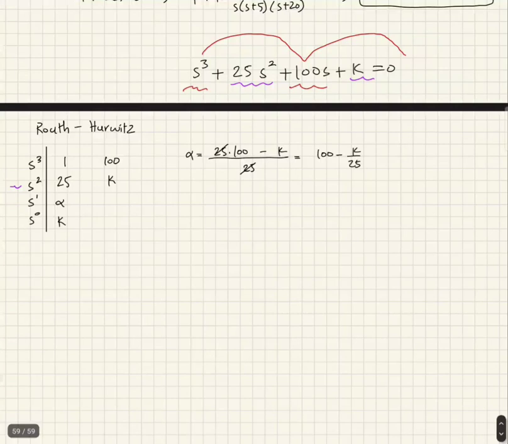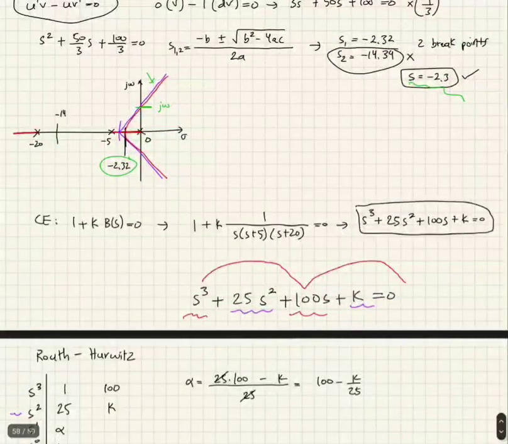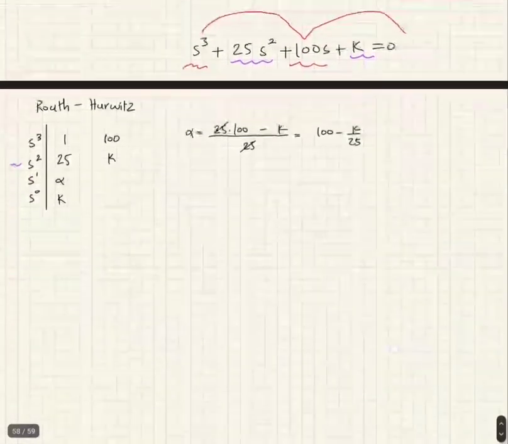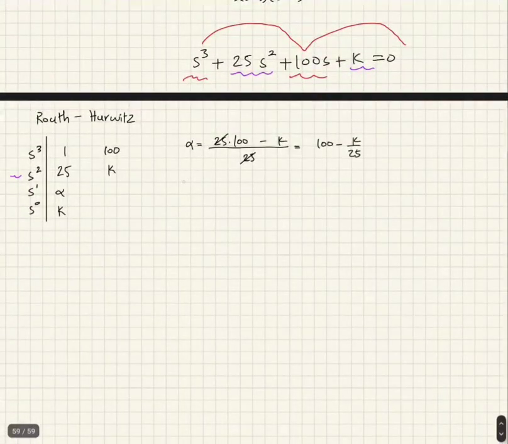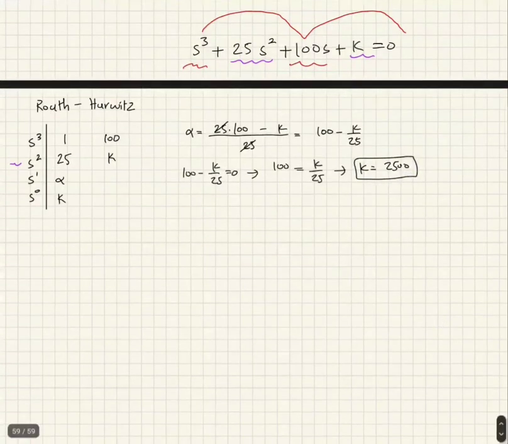Now we have to find k. And why do we find k? Because we have to determine the system stability. A system is marginally stable when the locus crosses the imaginary axis. So (100 minus k) over 25 equals 0, so 100 equals k, over 25, and k equals 2500. So it just means that when k is 2500, the system is marginally stable.